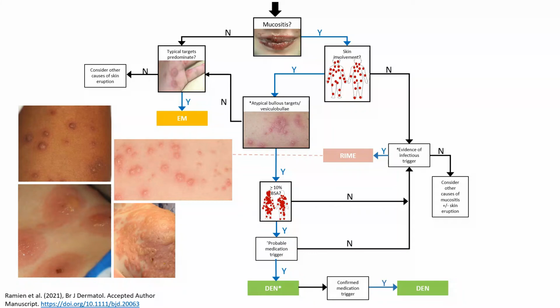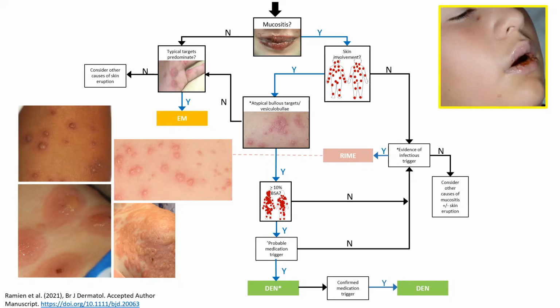One of the parts of this publication that I think all of us are the most proud of is this diagram that we created to help make diagnosis more straightforward. Taking the example of my case, who had mucositis and yes, had a little bit of skin involvement. He had typically small little blisters, so he would have atypical bullous targets or vesiculobullae. He did not have more than 10% of his skin involved.